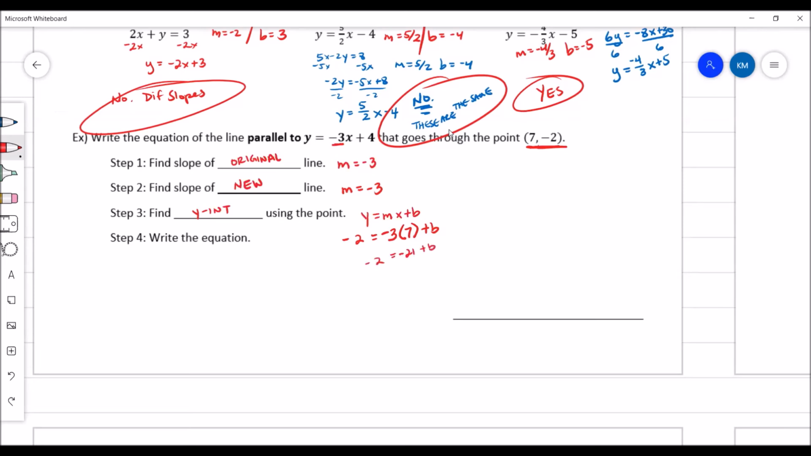This is b. Add 21 to both sides to get b by itself. And that gives us 19. So our y-intercept is 19. Our slope is negative 3. The equation of our line then is y equals negative 3x plus 19.